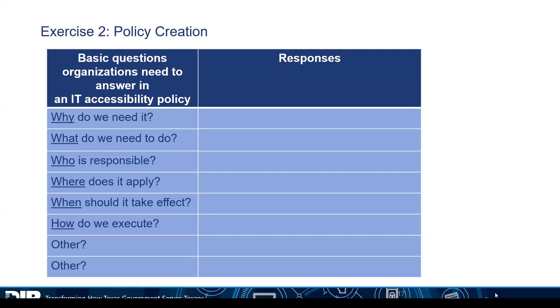Why do we need that policy? What do we need to do? Who's responsible? Where does it apply in the organization? When should it take effect? And how do we execute? Those are some fundamental questions that need to be answered in an accessibility policy.